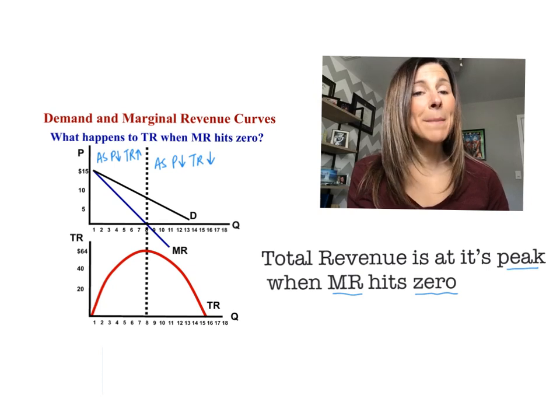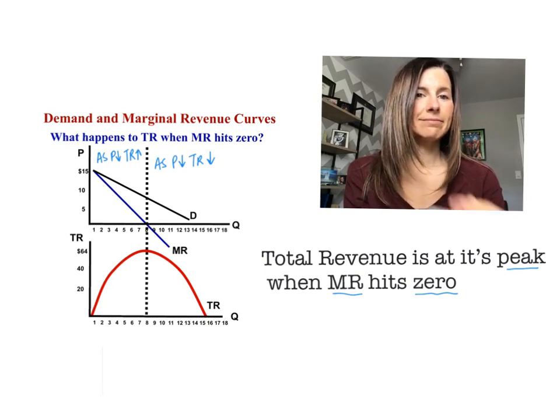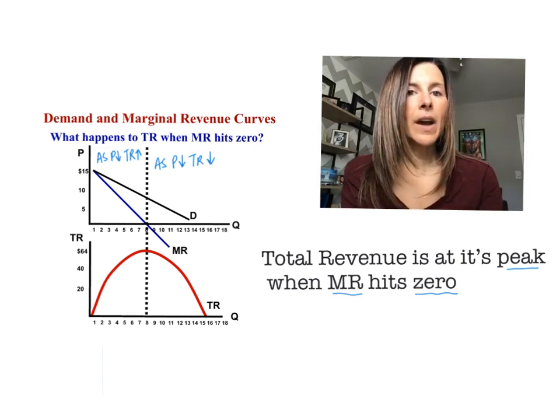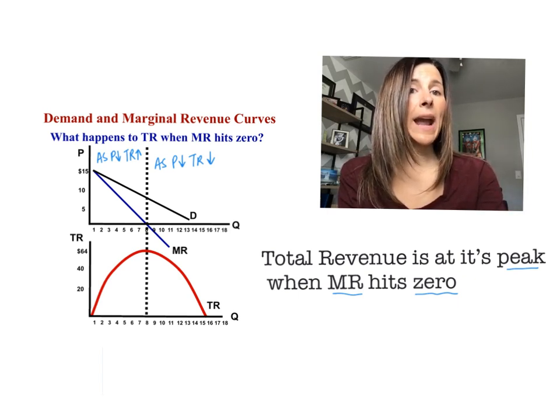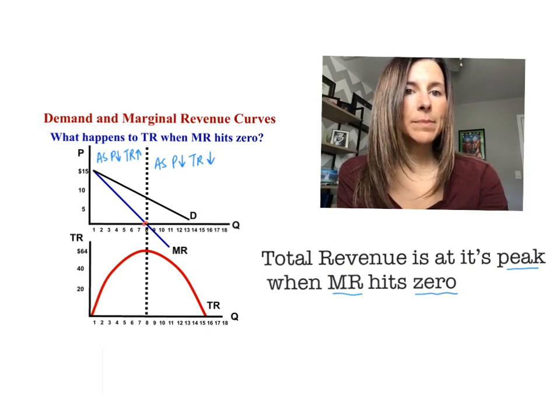Okay, so here is my much more graphically scaled, or more perfectly scaled, demand, marginal revenue, and total revenue curve. And again, notice that it says, what happens to total revenue when MR hits 0? So at this point right here, and maybe I'll make it red, what's happening?